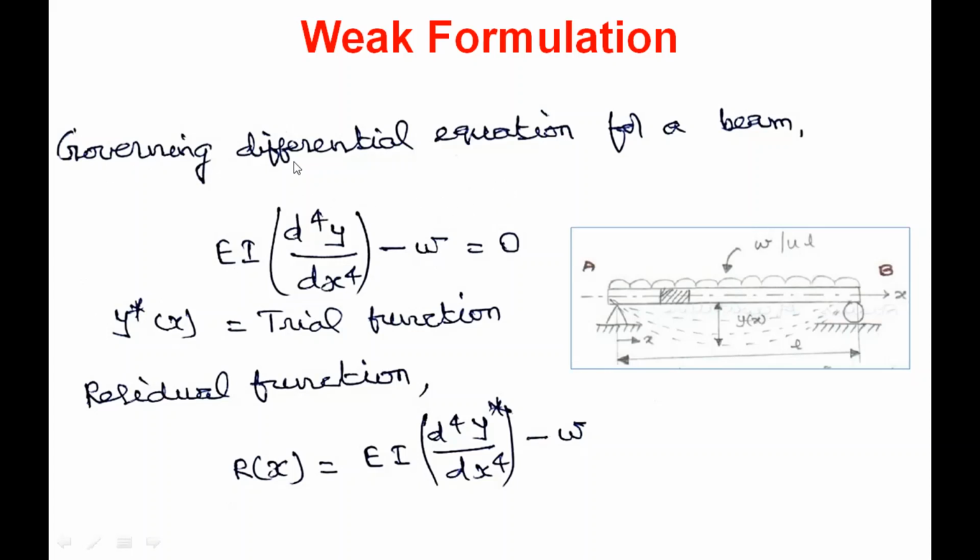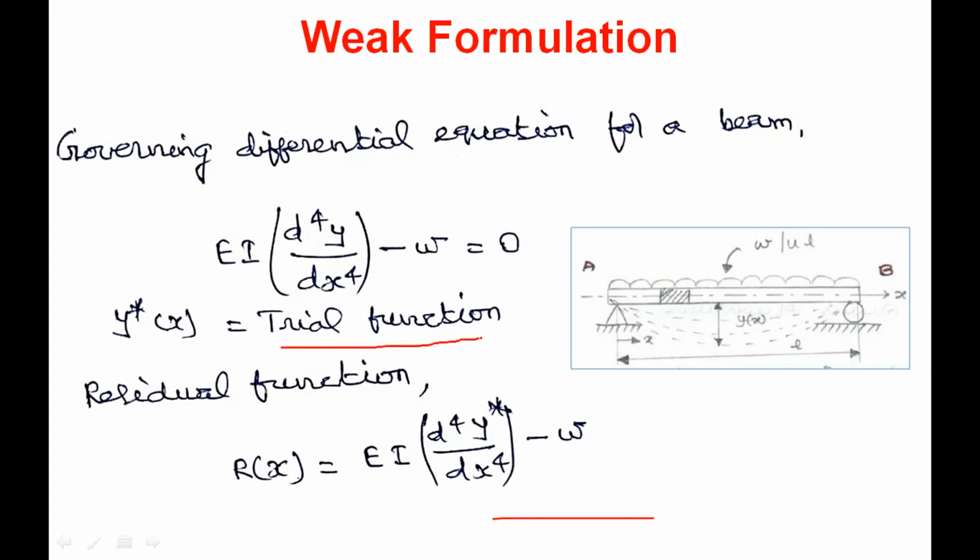Since the governing differential equation is of fourth order, if we want to solve this problem as it is, we have to use a minimum polynomial of fourth order. To reduce the order of polynomial required to solve this problem, we are going to convert this governing differential equation of a beam into a weak form. How to convert a governing differential equation into a weak form? We have already discussed it in an earlier part.